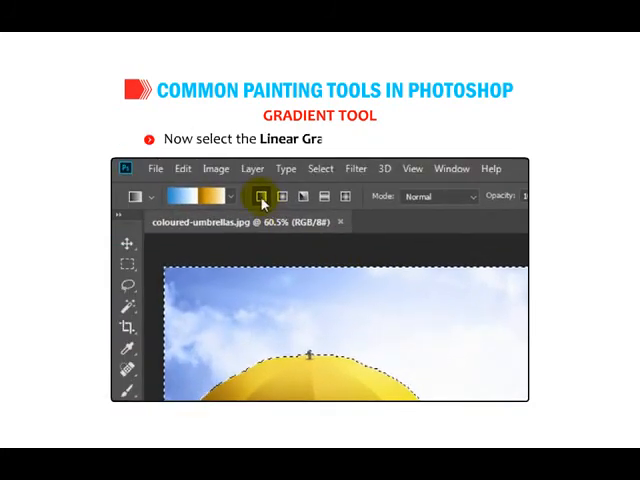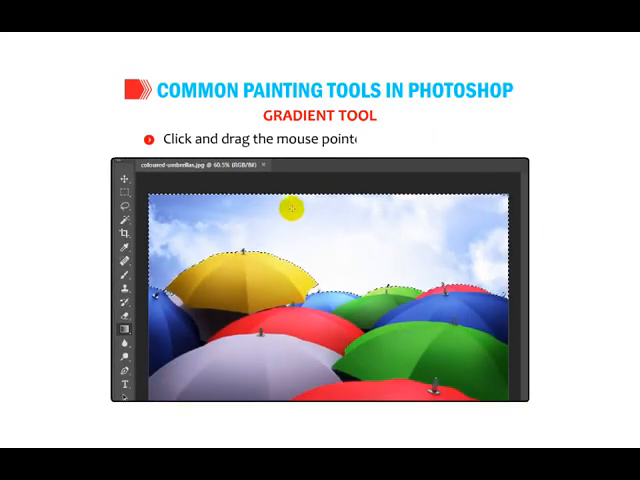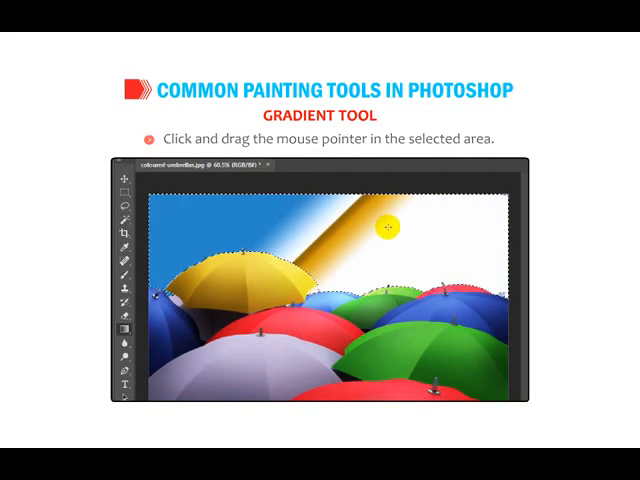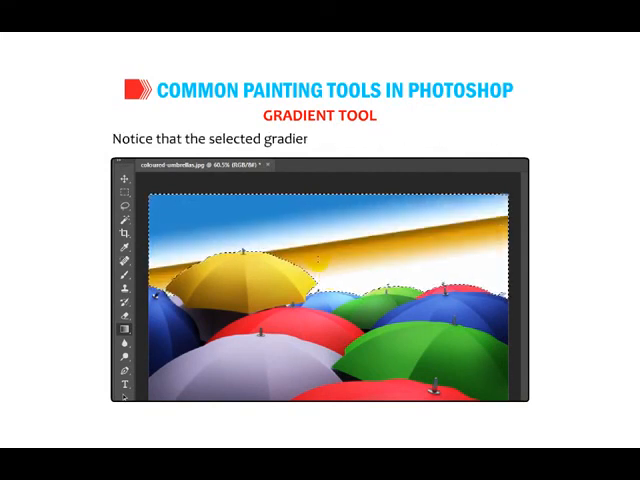Now, select the Linear Gradient from the options bar. Click and drag the mouse pointer in the selected area. Notice that the selected gradient gets applied on the selected area. Press Ctrl+D to deselect the selection.